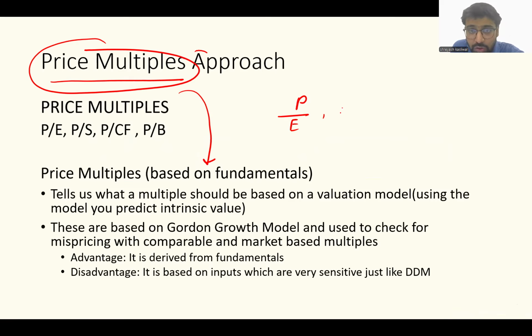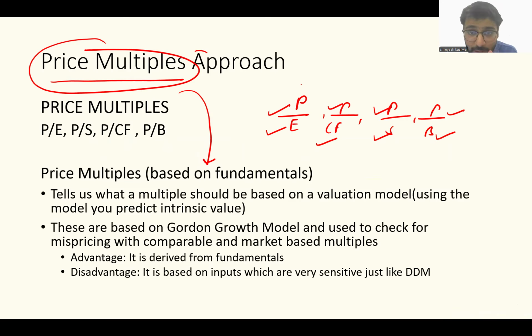Sir, it is the P to E ratio. Sir, it is the P to CF ratio. Sir, it is the P to S ratio. Sir, it is the P to B ratio. So what exactly are these ratios? This is price divided by earnings per share. This is price divided by cash flow per share. This is price divided by sales per share. This is price divided by book value per share.